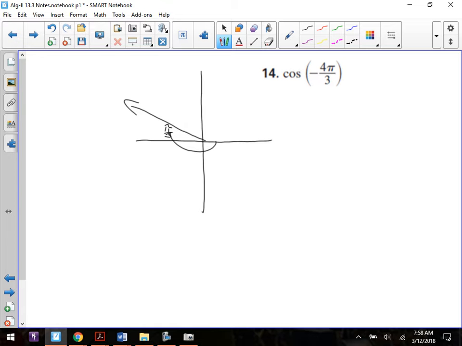Now that's the idea. When you start looking at these pi over 3s, pi over 6s, or pi over 4s, the pi over 3s reference a 60-degree angle, the pi over 6s reference a 30-degree angle, and pi over 4 references a 45.